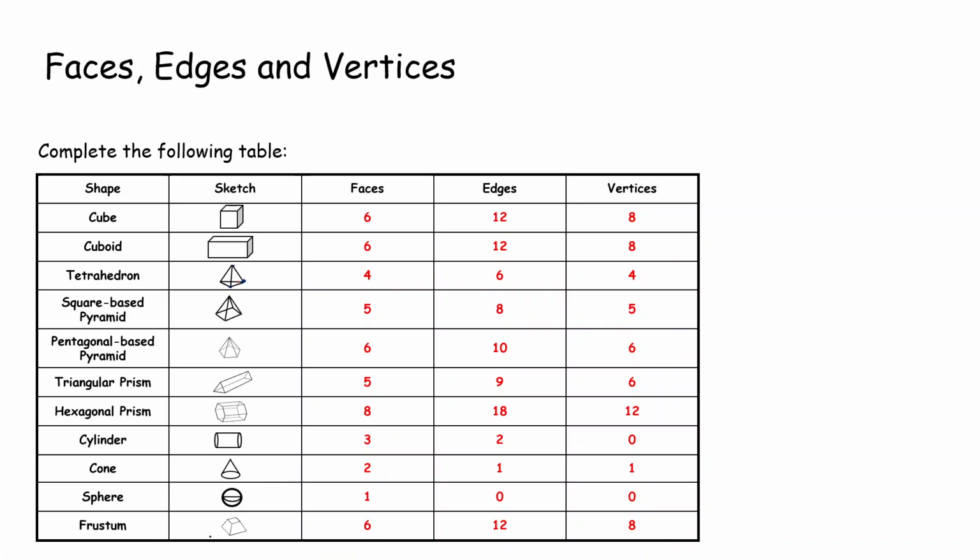A frustum is just when you have a cone, for example, or this here was a pyramid of some sort. And it is where you chop off the top of it. In this case, you've got a square-based pyramid. They've chopped off the top of it, so you get a frustum. That's what a frustum is.